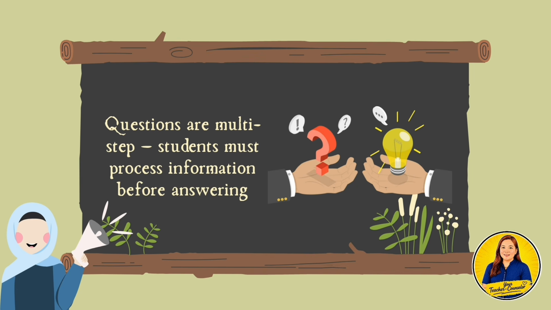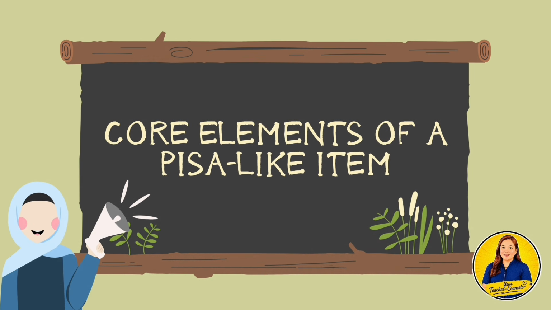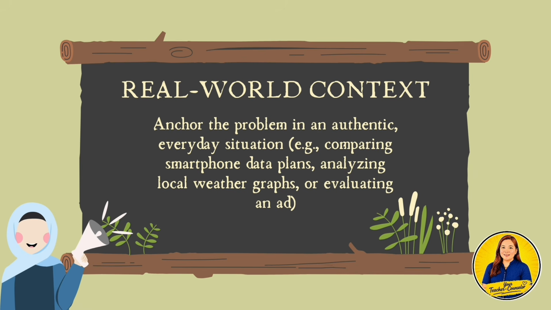Building on that foundation, let's break down the core elements that make up a PISA-like item. The first element is real-world context, anchoring the problem in an authentic, everyday situation, such as comparing smartphone data plans, analyzing local weather graphs, or evaluating an advertisement. This ensures students see the relevance of what they're being asked to solve.